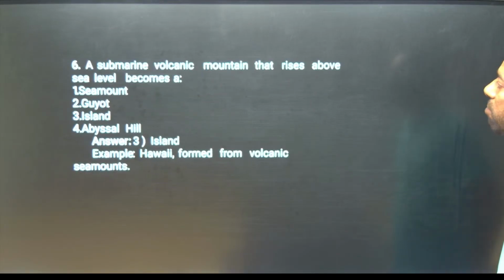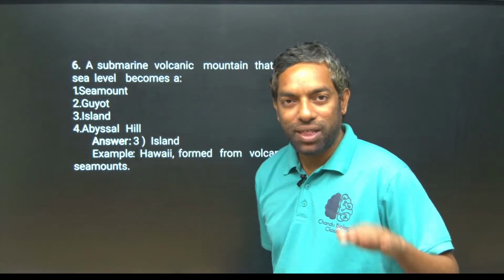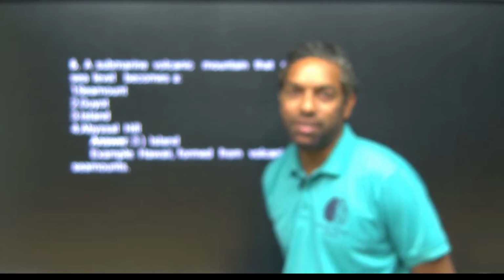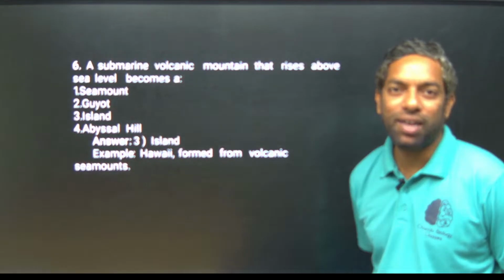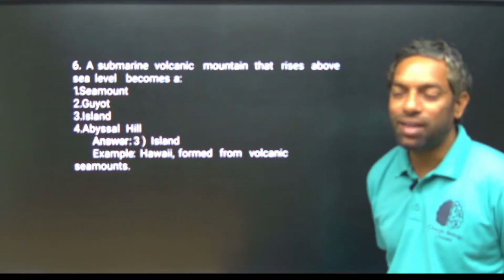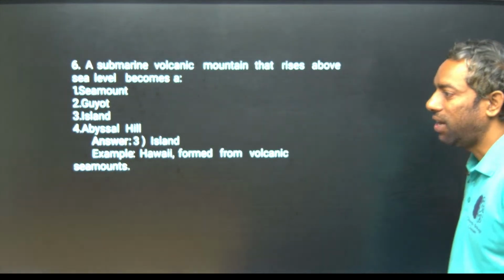A submarine volcanic mountain that rises above sea level becomes an island. Above sea level it is an island; within the sea it is a mid-ocean ridge. Hawaii Island is formed by volcanic activity. They can ask which one of the following is an example of volcanic activity. The island is Hawaii Island.